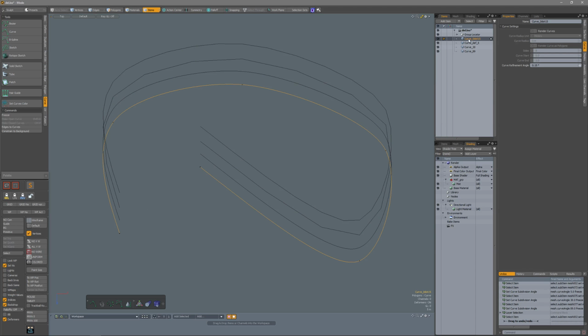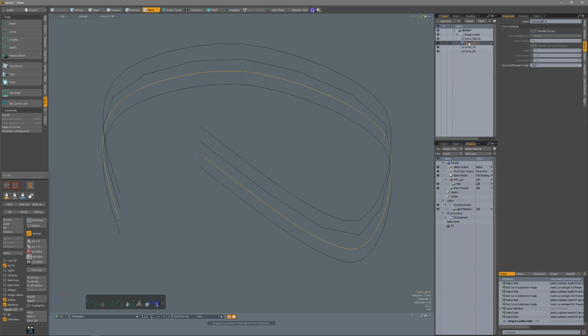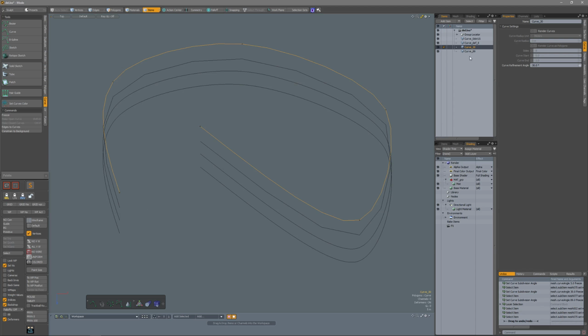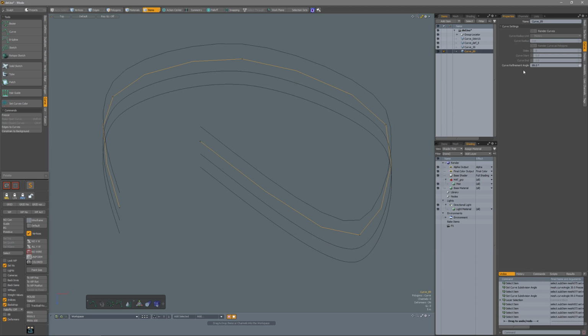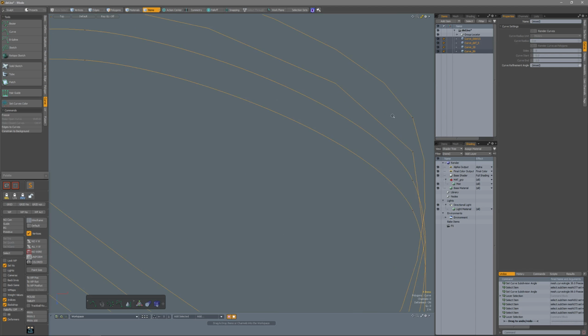When I selected the first one, the curve refinement is 0.15 degrees. The second one is the default 5 degrees. The third one, 30 degrees. And the fourth one, 89 degrees. So when I select all of them and zoom in a little bit, you see that the higher the curve refinement angle, the more jagged the curve becomes.